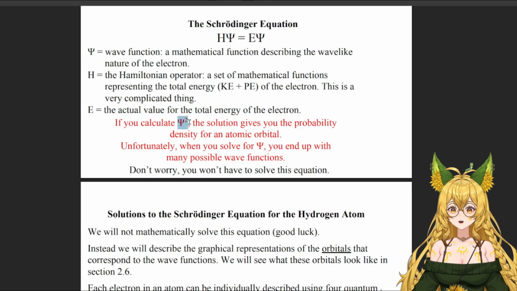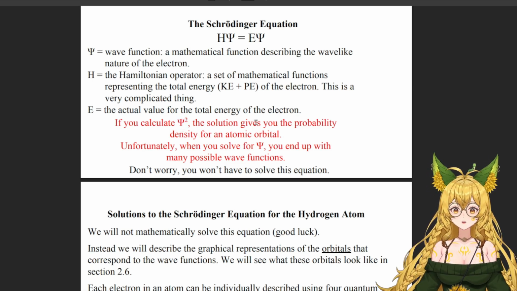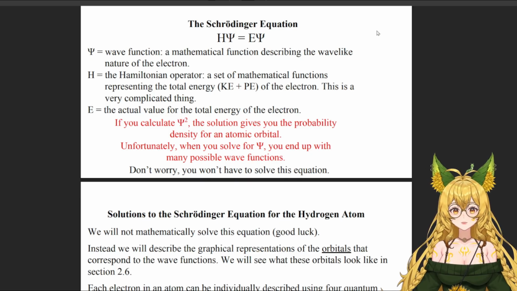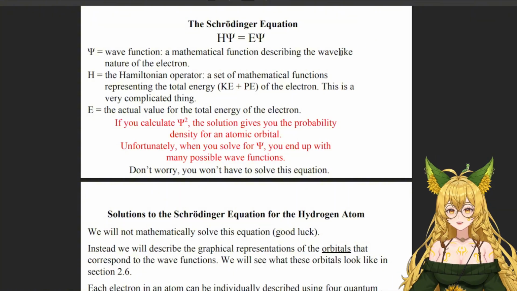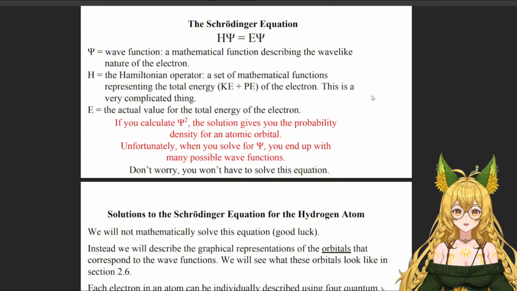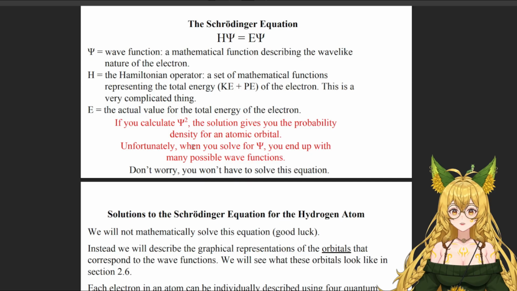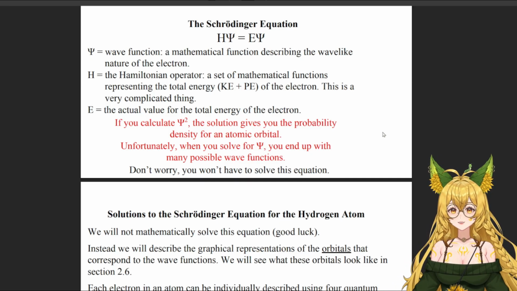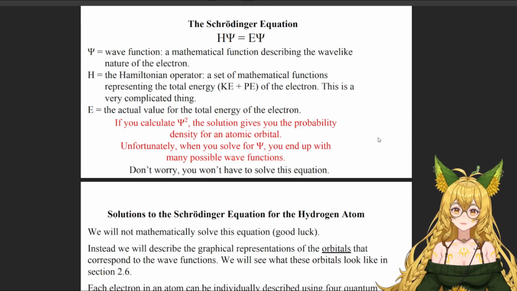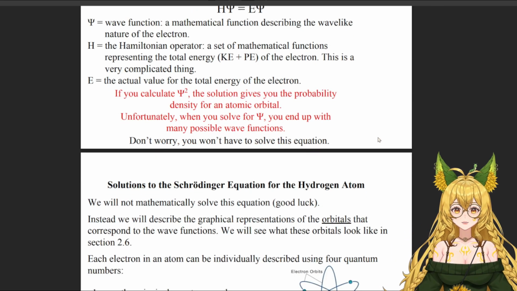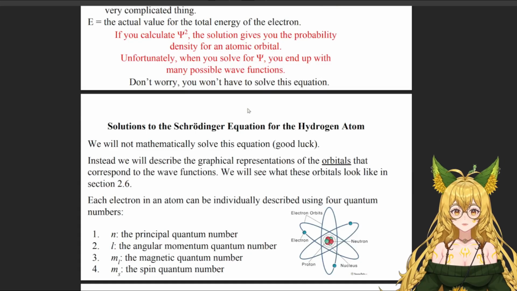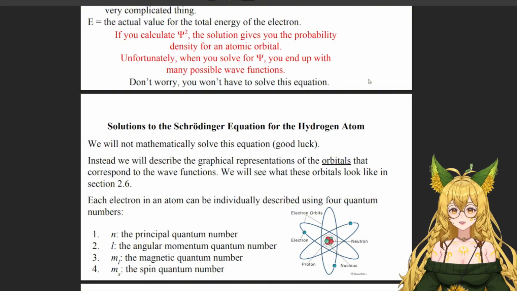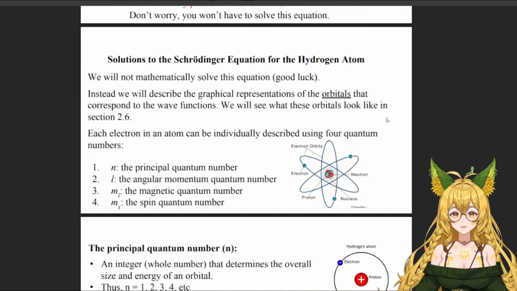So if you calculate the wave function squared, the solution gives you the probability density for an atomic orbital, or basically where are most of the electrons likely to be in the trajectory or the orbital itself. Unfortunately, when you solve for the wave function, you end up with many possible wave functions, and that's just probability. If you look at the trajectory distribution map from the last video, you'll understand what I mean. It's just kind of everywhere along that trajectory, and you won't have to solve for the equation. I don't know what Gen Chem class is going to make you solve that equation.